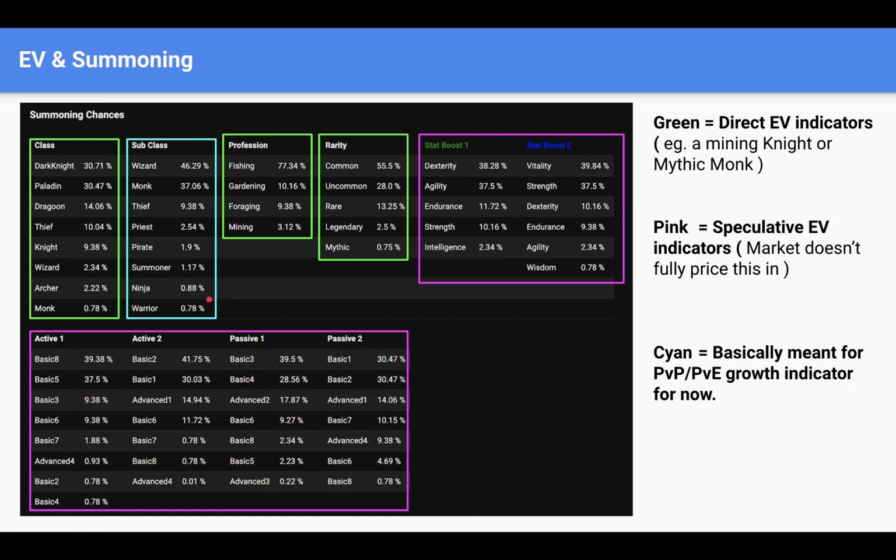And last but not least, in blue, it's the subclass. I think it's basically meant for PvP and PvE growth indicators. I don't think the market has priced this in at all. If it's a Dark Knight, it's maybe seen a bit more coveted, but you definitely don't get 5 jewels or 10 jewels extra out of it. I could be wrong on this one, but I don't see much difference between having a wizard subclass versus a monk subclass, for instance.